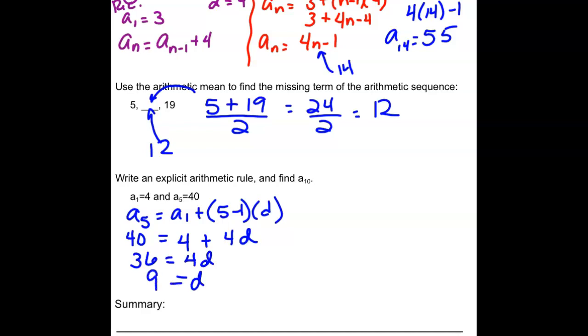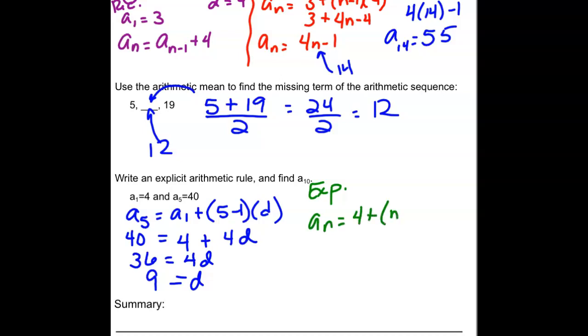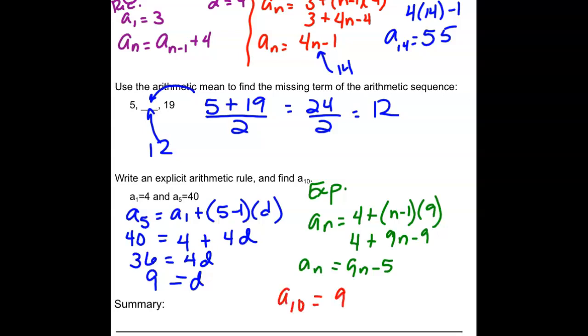So now we can write our explicit rule. a sub n equals our first term, which was 4, plus n minus 1 of these common differences. Distributing, we've got 9n minus 9, or 9n minus 5 once we've combined like terms. Then we can find our 10th term by simply plugging a 10 in. 90 minus 5 would be 85.